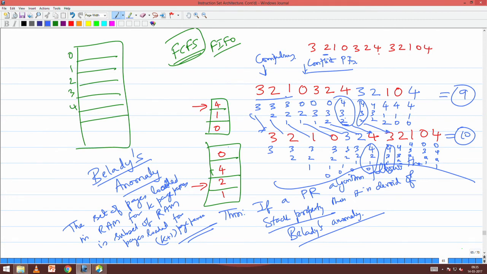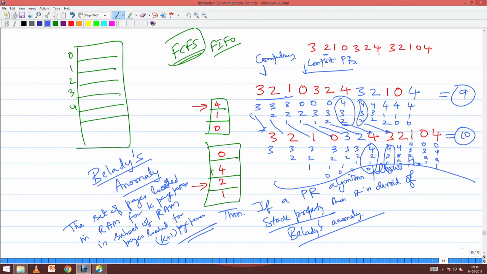Can you go and prove this statement, that if a page replacement algorithm follows the stack property, that means the set of pages loaded in RAM for k page frames is a subset of the RAM pages loaded for k plus 1 page frames, then it is devoid of Belady's anomaly. Can we prove this? What is the way we can prove? What is the shortest way of proving this?